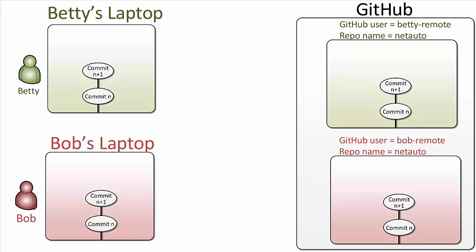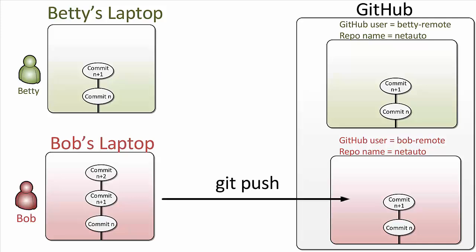Now Bob can work locally on his laptop. He can make a new commit, new branches, and so on, and then push that work up to his fork of the NetAuto repo. Let's create that fork now.